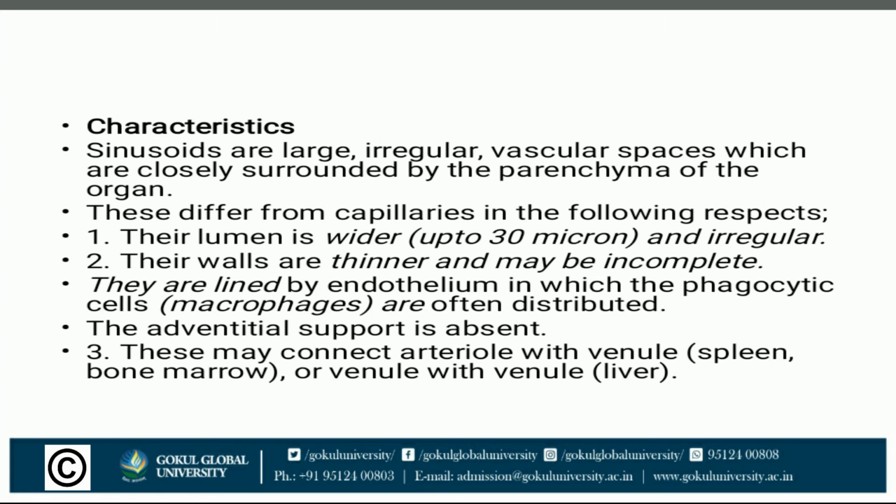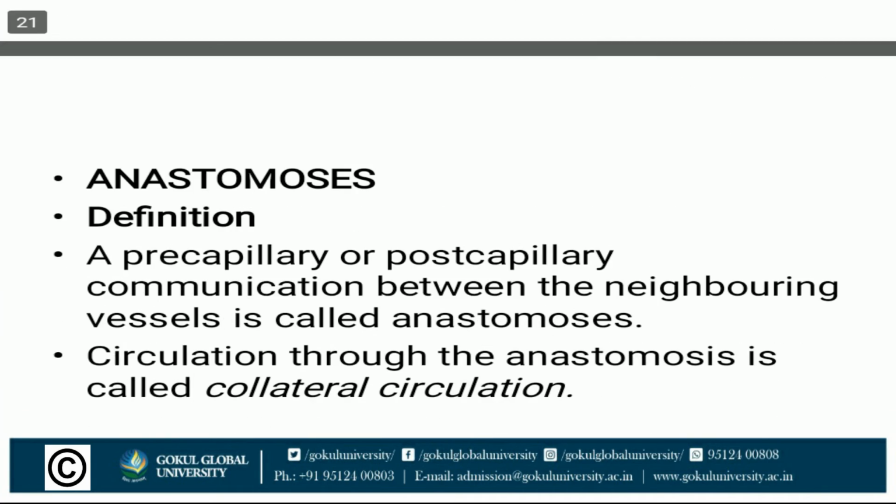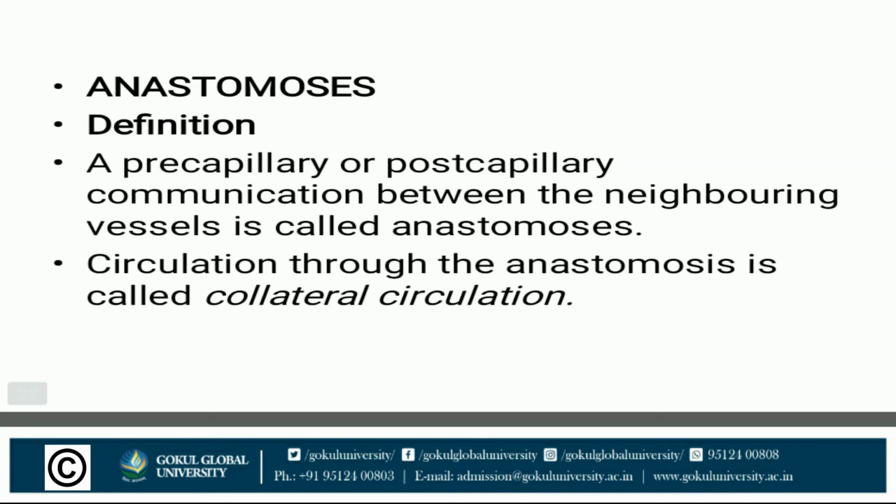Arteriole with venule connection is seen in the spleen and bone marrow; venule with venule is seen in the liver. What is anastomosis? A precapillary or postcapillary communication between neighboring vessels is called anastomosis. Circulation through the anastomosis is called collateral circulation. All this we have discussed in anatomical terminology.